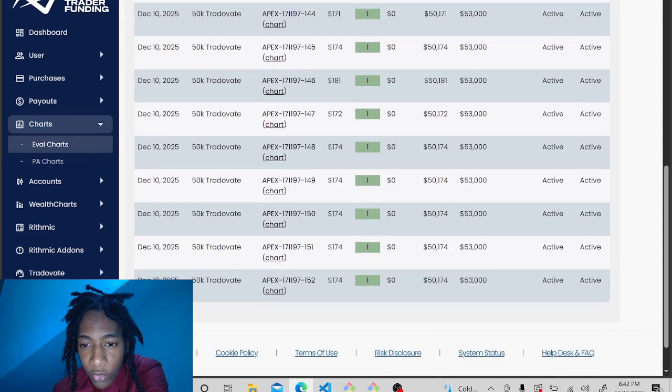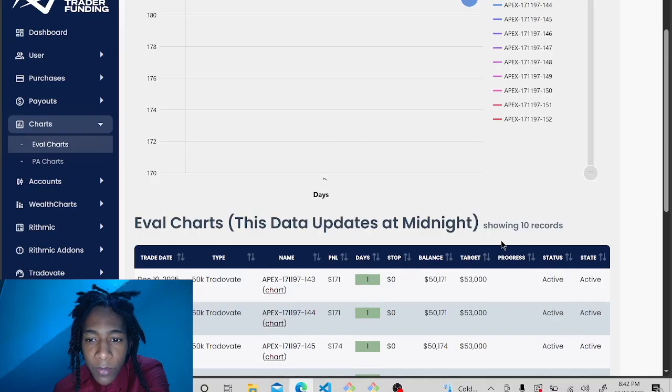Okay, I have to make $3,000. It's at 50,000 right now. I have to make $3,000 to pass. They give me the PAs and I trade that and run up my bag. Okay. Apex, the best thing about them, they give you 20 accounts, maximum 20. Top Step, maximum 5 accounts. Okay.